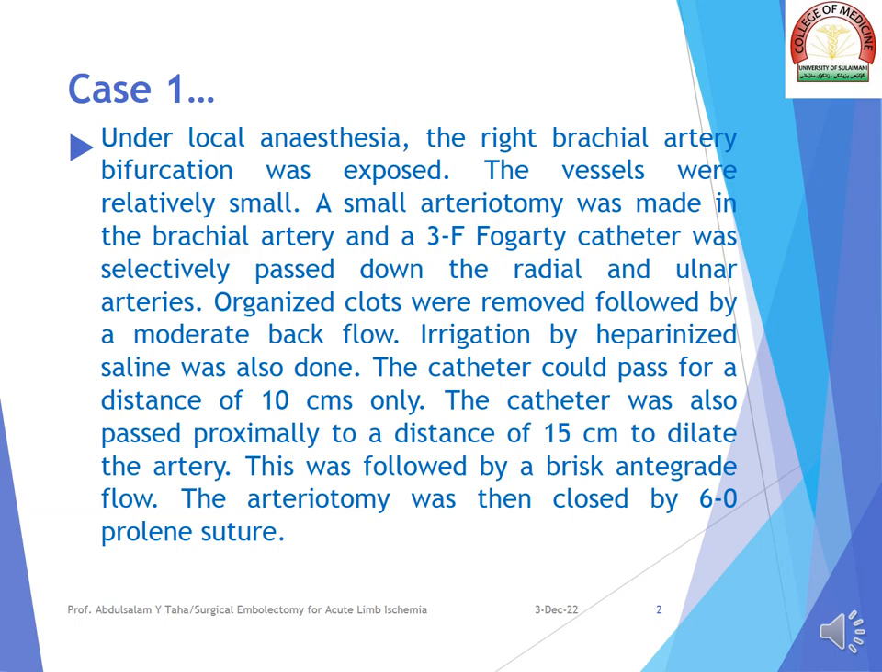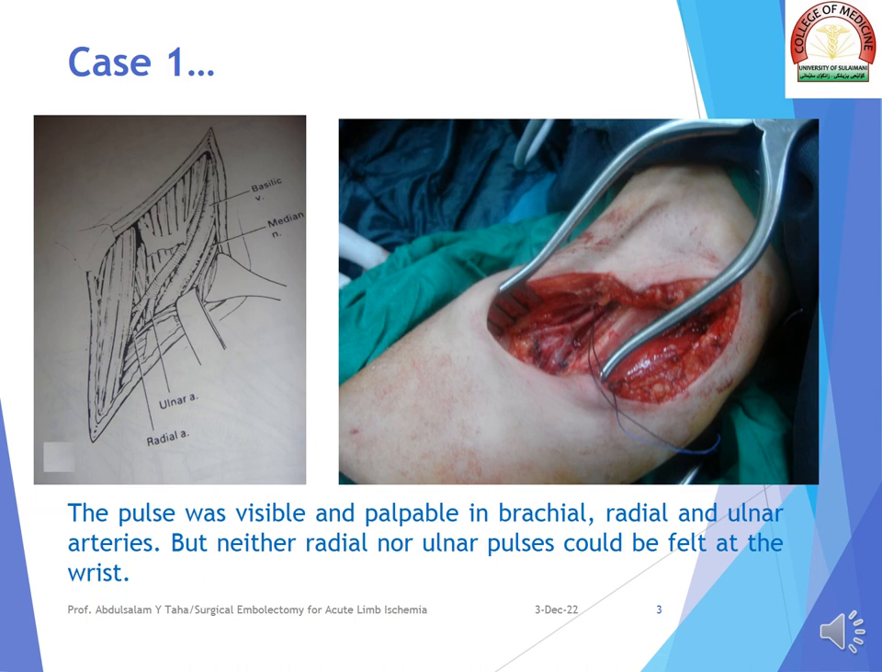So in this picture on the left side, the exposure of the brachial artery is shown after division of the bicipital aponeurosis through an S-shaped incision in the antecubital fossa. And on the right side, we can see an operative photograph of our patient after completion of the brachial embolectomy and the closure of the arteriotomy by 6-0 polypropylene suture. The pulse was visible and palpable in the brachial artery, but neither the radial nor the ulnar pulses could be felt at the wrist.